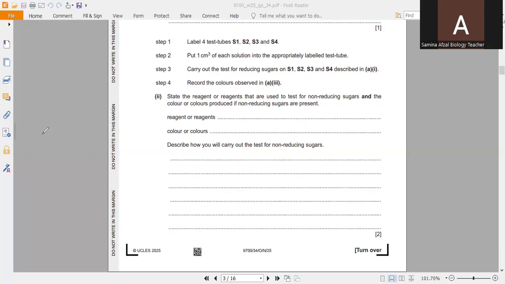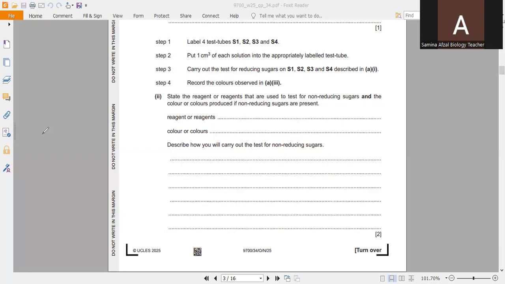Record the observed color. So whichever color is present at that time, you will come to know that the reducing sugar is present or absent. If it remains blue, it means the reducing sugar is absent. If the other color patterns which I have told you appear, they will show the presence of reducing sugar.